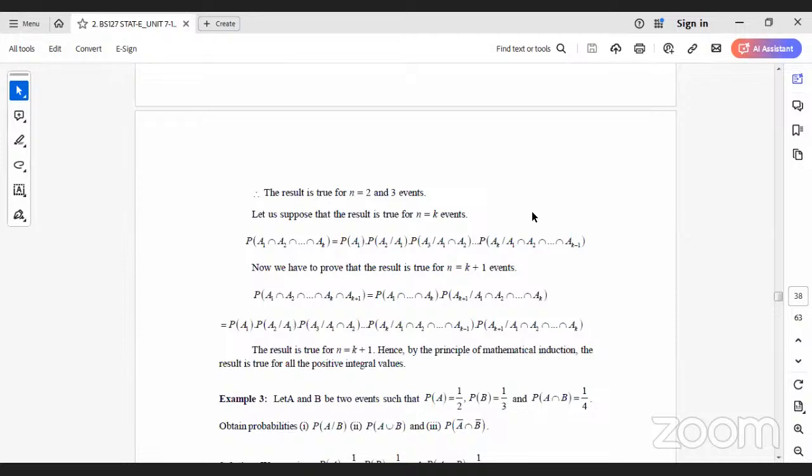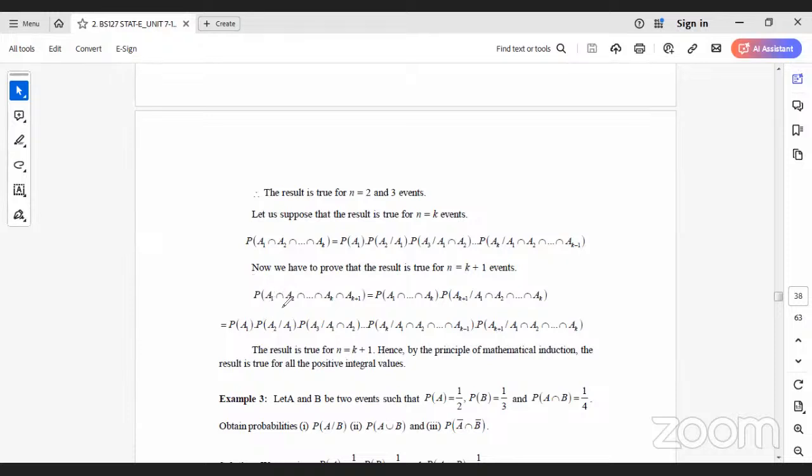Let us suppose that the result is true for n equal to k events. P(A1 intersection A2 intersection and so on intersection Ak) = P(A1) into P(A2 by A1), P(A3 by A1 intersection A2), and so on up to P(Ak by A1 intersection A2 intersection and so on intersection Ak minus 1). Now we have to prove the result for n equal to k plus 1 events. All of you understanding? Yes, sir.